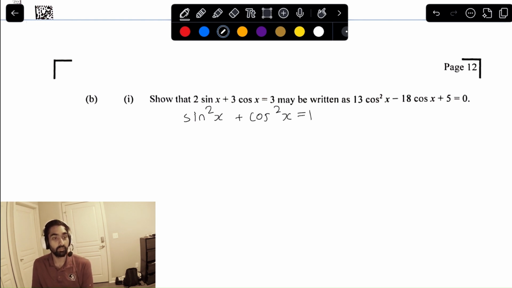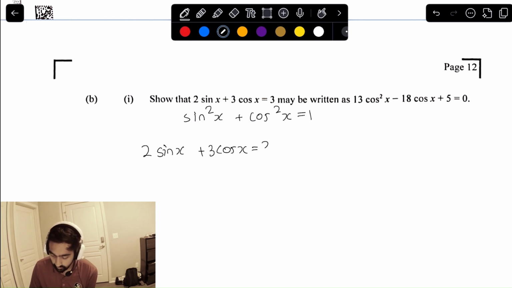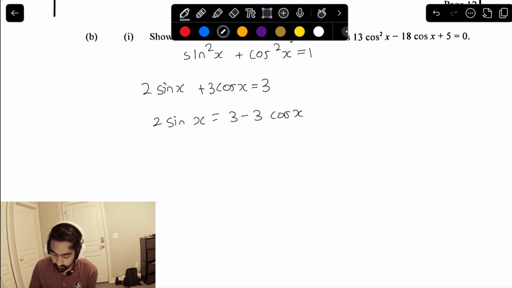And the way we're going to do that is by the trigonometric identity, sine squared x plus cos squared x equals 1. So how do we do that? Let's start with our equation. 2 sine x plus 3 cosine x equals 3. Let's then move the cosine x to the other side. So 2 sine x is equal to 3 minus 3 cos x. Now let's square both sides. 4 sine squared x is equal to 9 plus 9 cos squared x minus 18 cosine x.